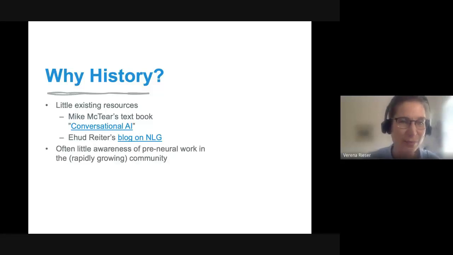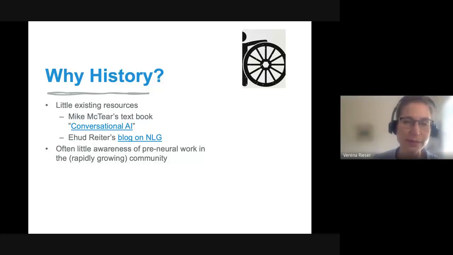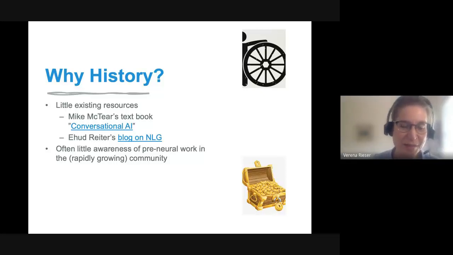However, I get the impression that there's often very little awareness of pre-neural work in our rapidly growing community. And this has disadvantages. So people start reinventing the wheel, but also they're missing out. They're missing out on some hidden treasures which we used to work on in pre-neural work and maybe now are forgotten, with people focusing mostly on modeling approaches and not paying too much attention to other aspects which we used to work on.